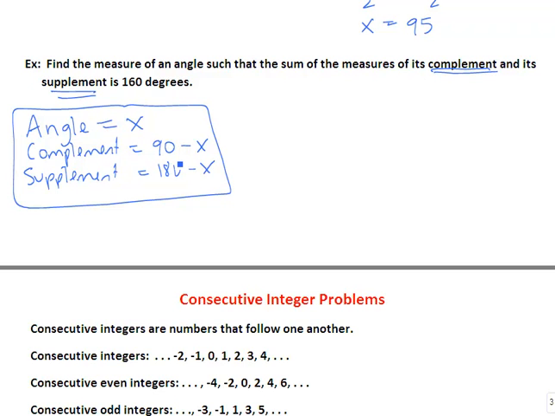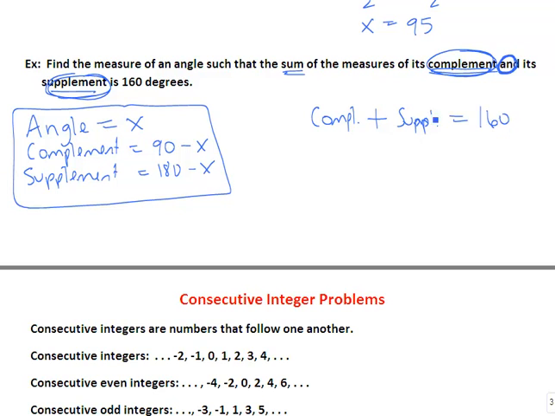Now we're going to write down the equation that we're talking about. So it says, find the measure of an angle such that the sum, which means addition. I'm going to look for that word "and" to find out what two things I'm adding. To the left of the word "and" is this word complement. So I want to add the complement plus, and right after the word "and" is the word supplement. So I am trying to add the complement and the supplement. And that is, or equals, 160. So the sum of the measures of the complement and the supplement is 160.